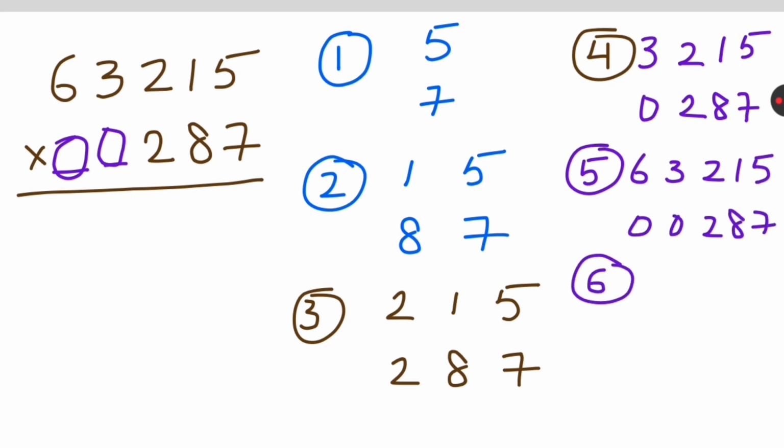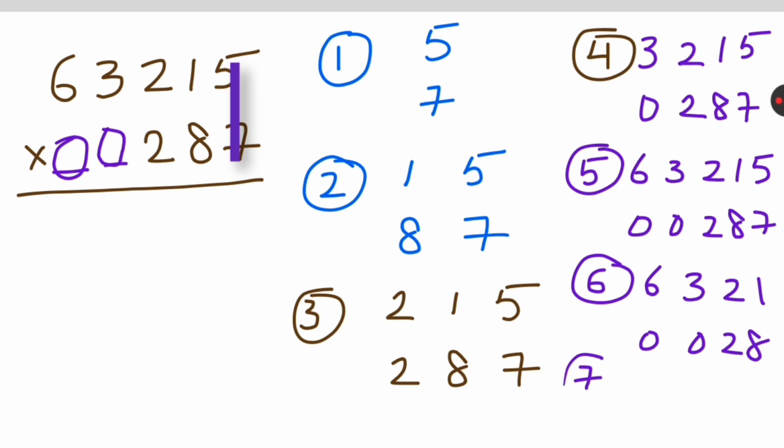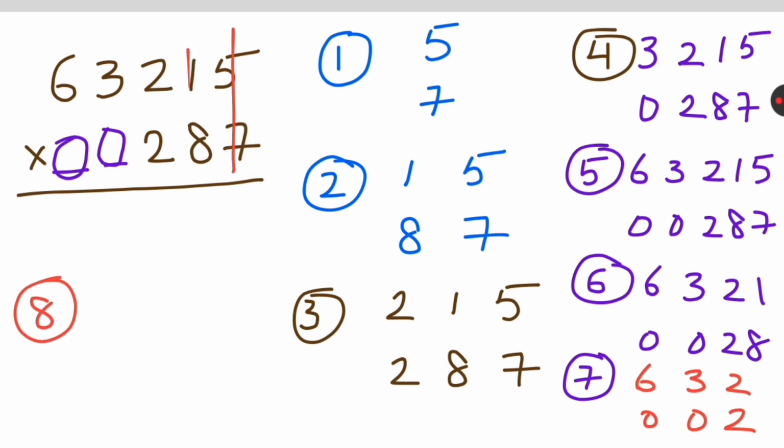Sixth step is here we need to cancel the first column and take the remaining 4 numbers, which are 6, 3, 2, 1, 0, 0, 2, 8. The seventh step is now you have to cancel the last 2 columns. Now you have to take the 3 numbers, 6, 3, 2, 0, 0, 2. The next step is now you have to cancel the 3 columns. Now you have to take 6, 3, 0, 0. In each and every step we are doing cross multiply.